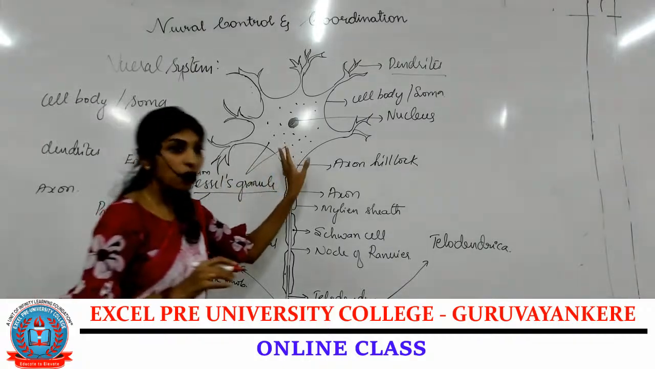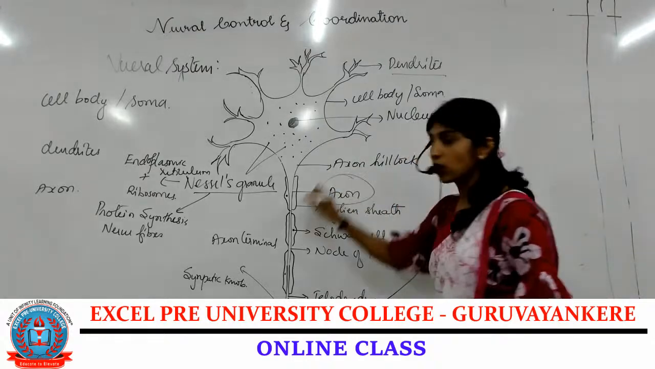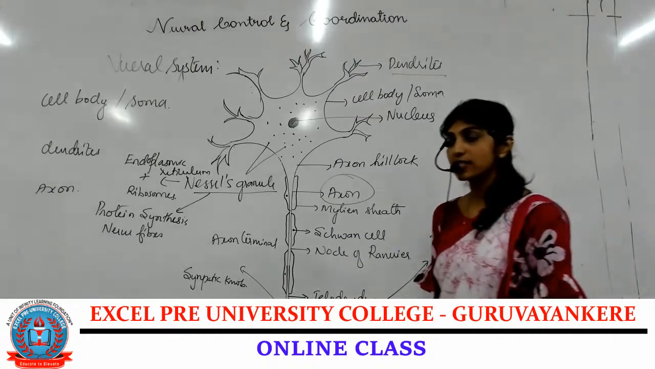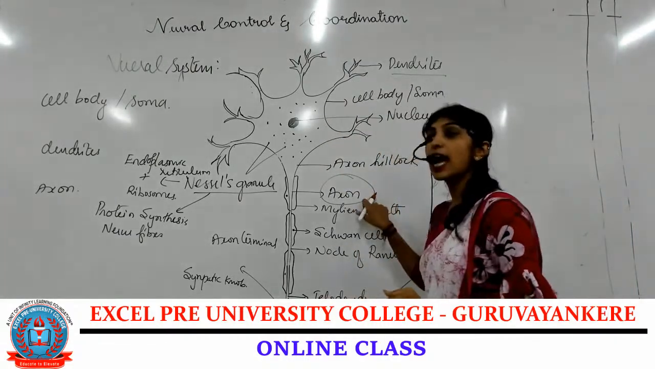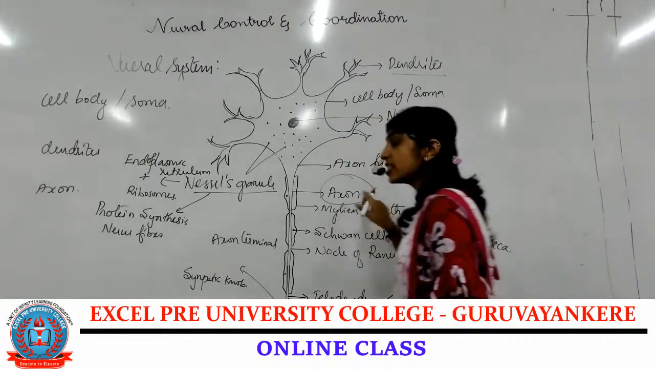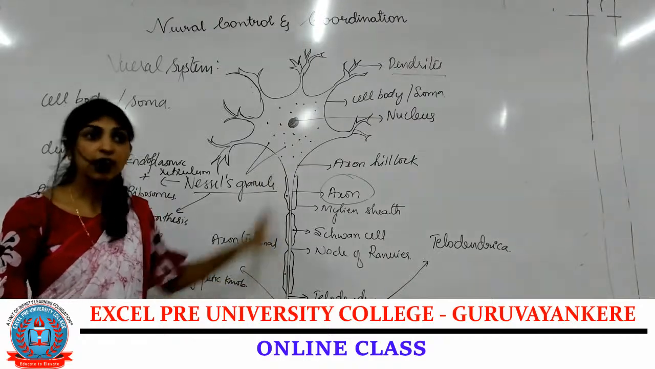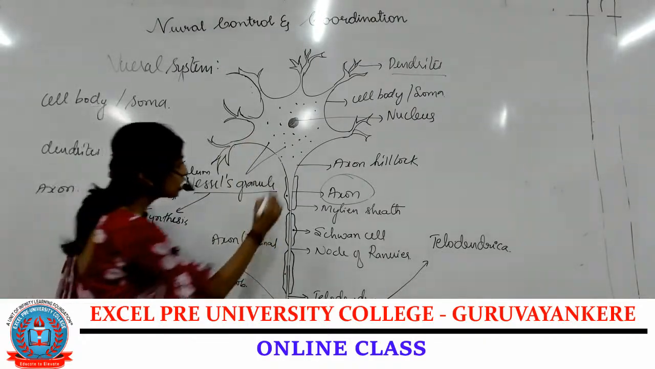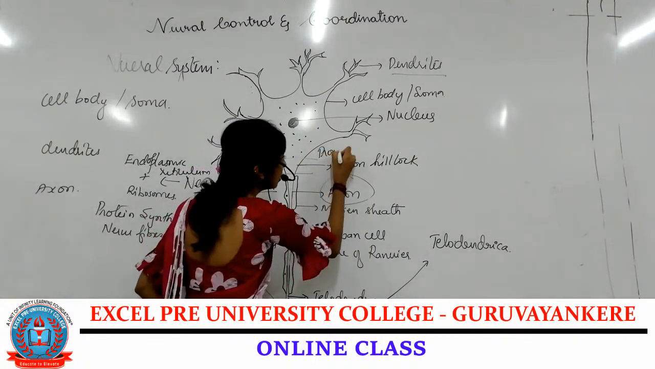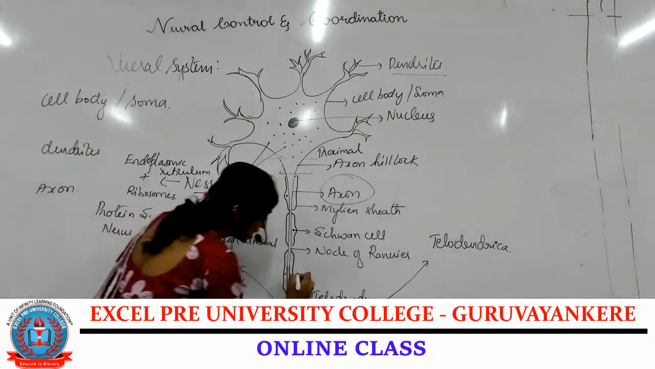Now from the cell body there is a long fiber arising and we call it the axon. Where exactly? From the cell body itself, there is a long fiber arising, and that long fiber is called the axon. What is it called? Axon. Clear? The axon arises from the cell body and moves away from the cell body. The region where the axon is present near the cell body is called the proximal region, and the region which is away from the cell body is called the distal region.